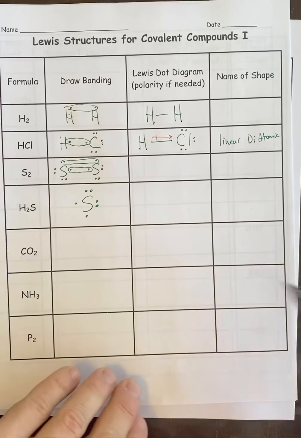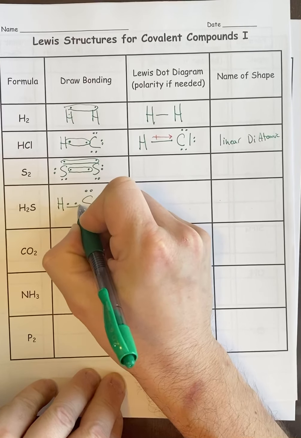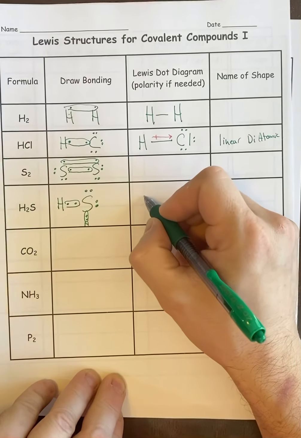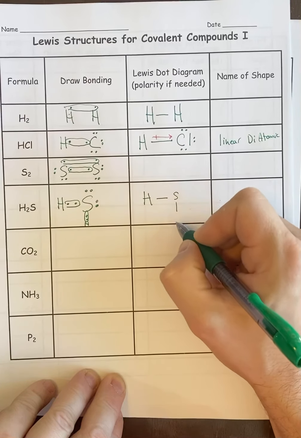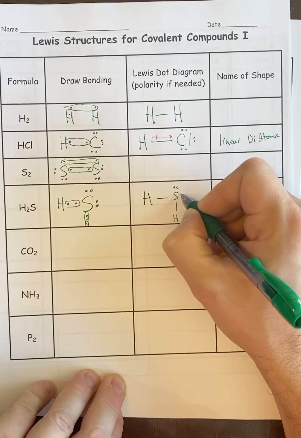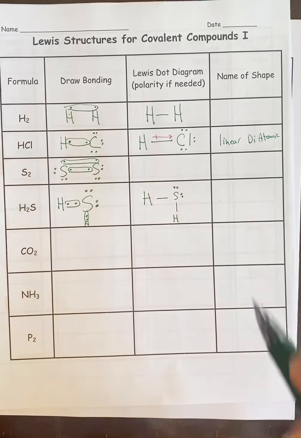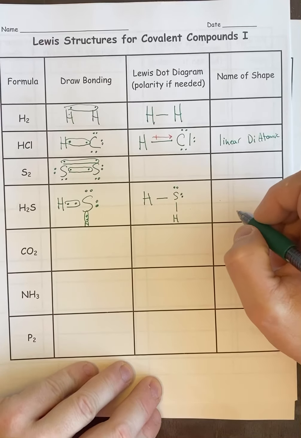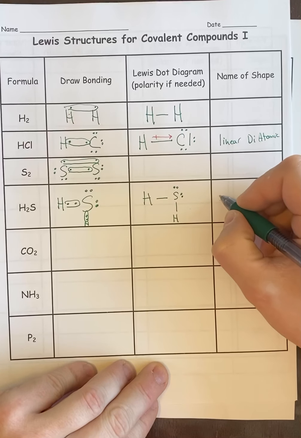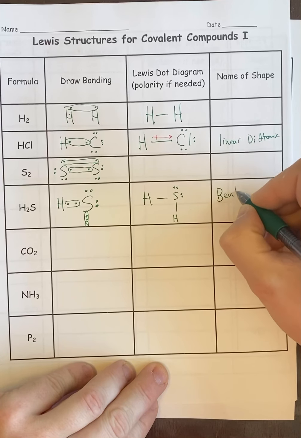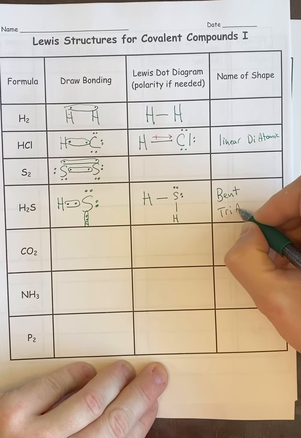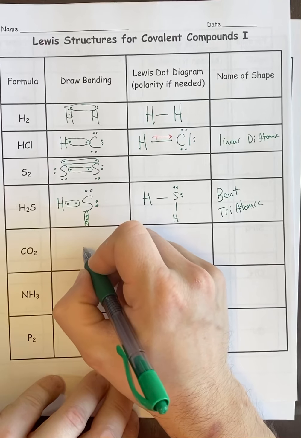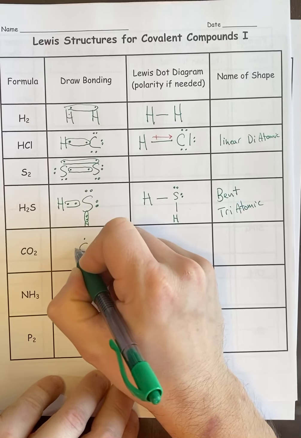So when they bond to hydrogen, they're going to bond to 2 hydrogen, and they're going to end up being bent. I'm going to allow you to put in the polarity arrows. I'm intentionally leaving them off. You're going to have to look up the electronegativity yourself. Name of shape, bent, triatomic.